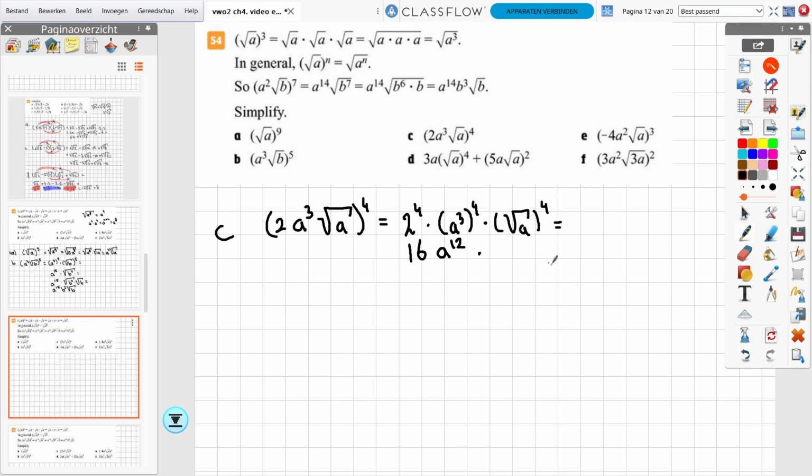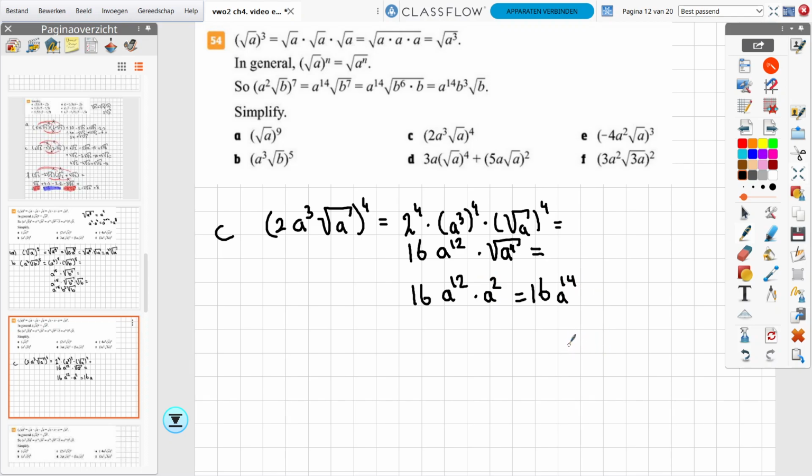and root a to the power of 4 is the same as a squared, because I divide 4 by 2. Now a lot of people of course are inclined to write this down, which is a mistake, because now I multiply powers, which means I add the exponents. A to the power of 12 times a squared, 12 plus 2 is 14.